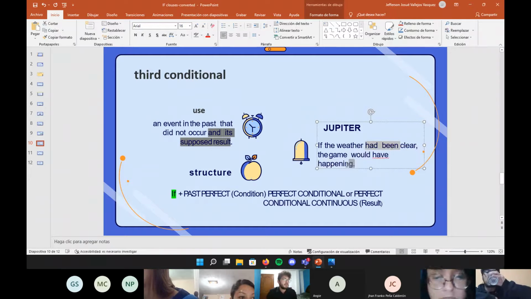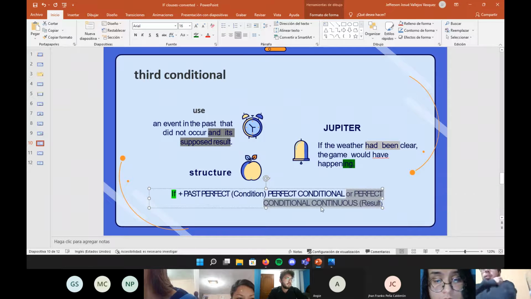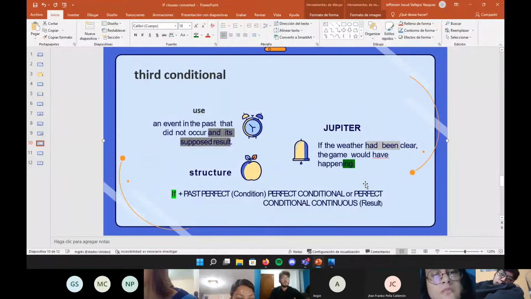We add the ing form here. In this case, we have a perfect conditional continuous as the result: the game would have been happening.